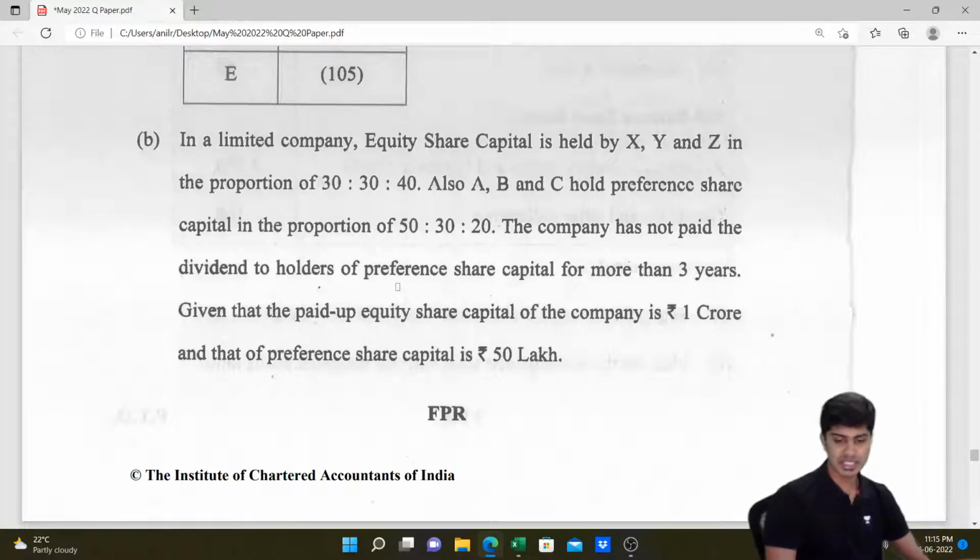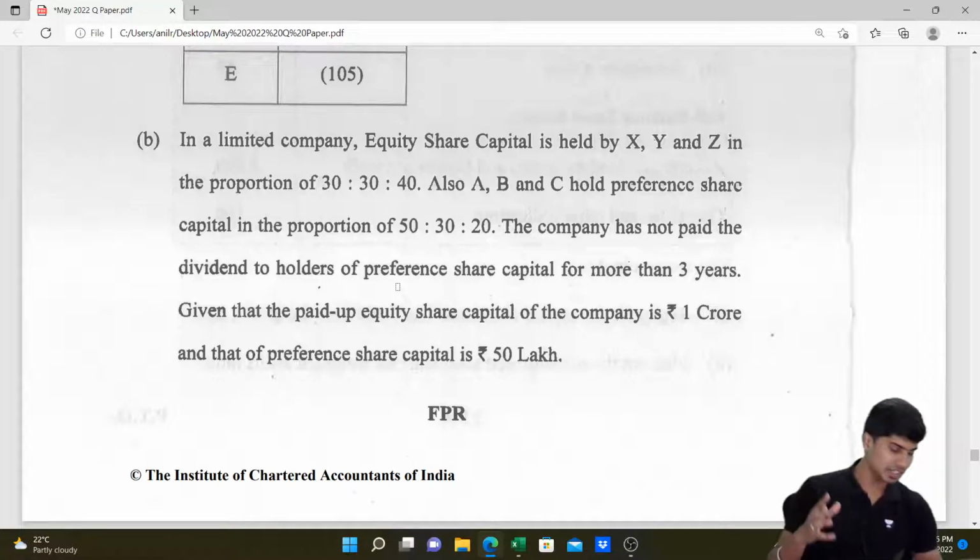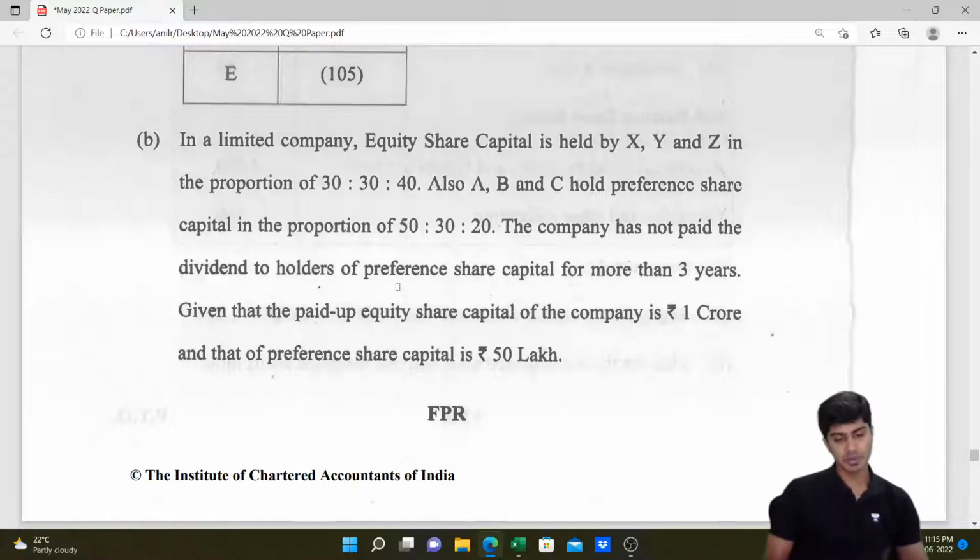Also, A, B, and C hold preference share capitals in the proportion of 50 is to 30 is to 20. Now we need to find the combined ratio. The company has not paid the dividend to holders of preference share capital for more than 3 years. Given that paid up share capital of the company is 1 crore and because their preference share dividend is not paid, they also will have voting rights now. They will ask us to compute the voting rights.